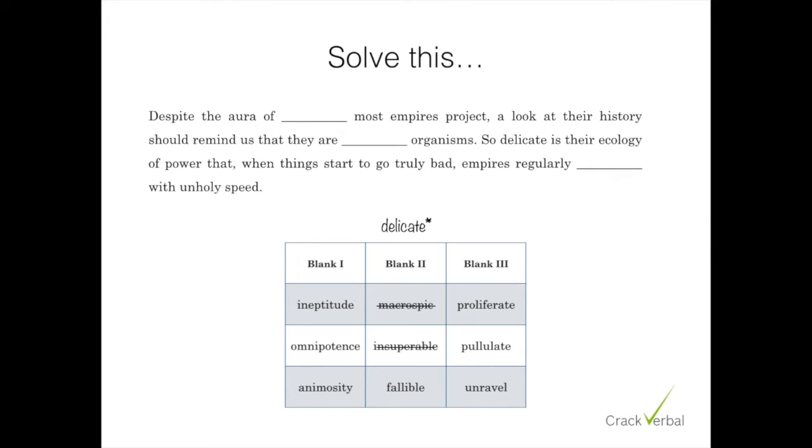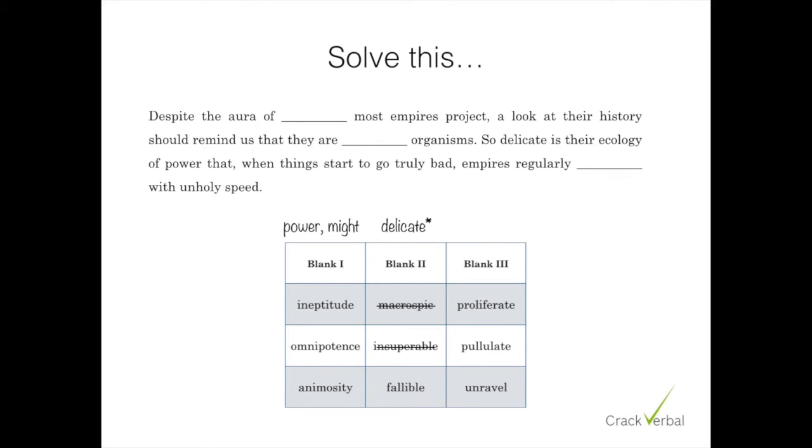So the next easy blank is, of course, the first blank, because we realize that the first and the second blank are somewhat in a relationship with each other. Look at the sentence. It says, despite the aura of something that most empires project, meaning despite the kind of persona that they put forward, they're actually some other kind of organisms. We know that they're actually delicate organisms. So what kind of aura do you think they put forward? Well, they put forward an aura of power, of might, right? That's probably the only words that you could use. So let's go with that. Let's say power or might.